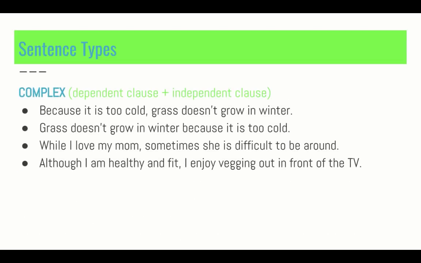Also, we have the complex sentence. Now, this is a dependent clause plus an independent clause. In other words, a dependent clause plus a simple sentence. Because it is too cold, grass doesn't grow in the winter. So we're starting with the dependent clause there, having a comma, and then giving that simple sentence. You could also do it the other way. Grass doesn't grow in the winter because it is too cold. That's still considered a complex sentence.